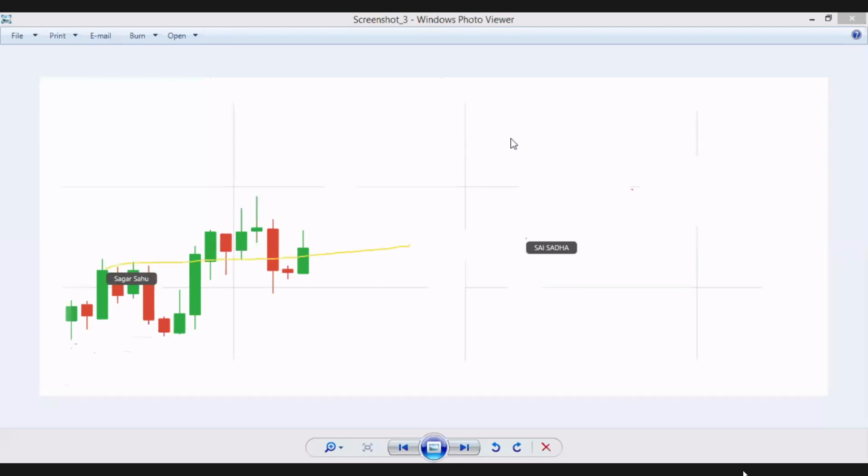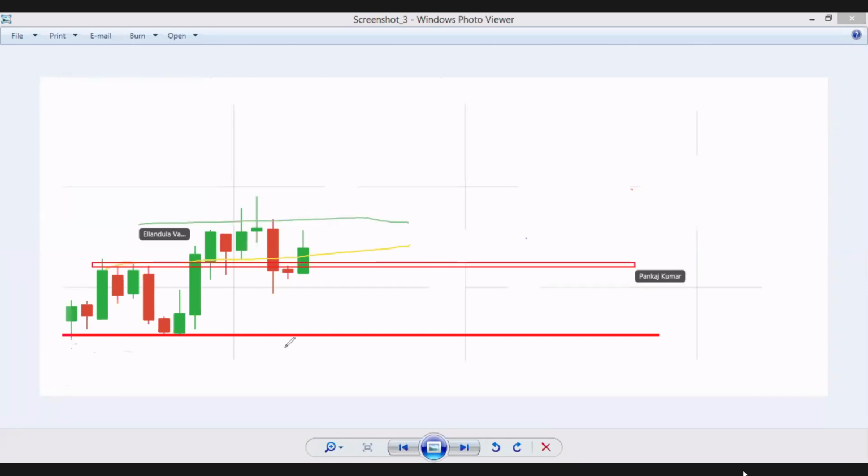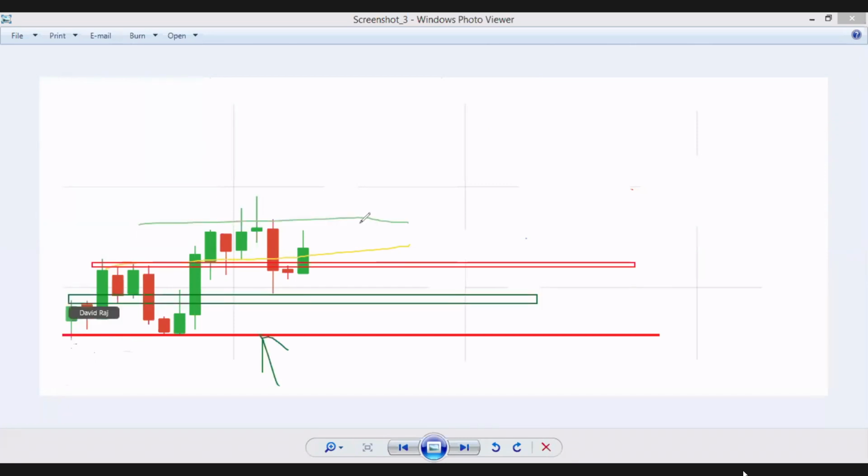Yeah, in the bottom we can say so. Okay, it's a support level only, right? It's only a support level, it's only a resistance level. But this one is a complete SNR level, right? Yes, complete SNR level, sir.